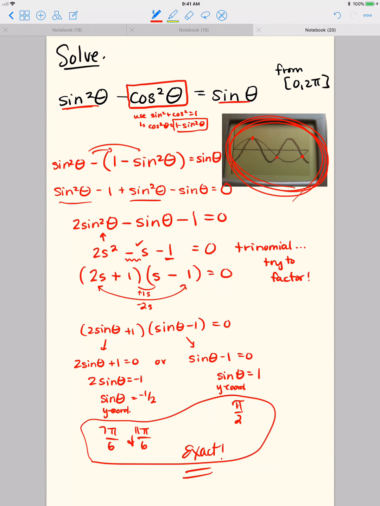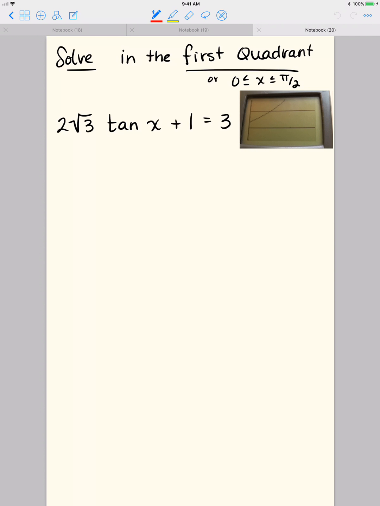All right. Next example is limited to the first quadrant, so it's only from 0 to pi over 2. So when I did the graph, I only did the graph from 0 to pi over 2 in radian mode. So you can see there's only going to be one answer. So it's a tangent function, and we just need to get the tangent function by itself using some algebra. So I'll subtract the 1 and have 2 root 3 tangent of x equals 2. I'll divide both sides by the 2 root 3.